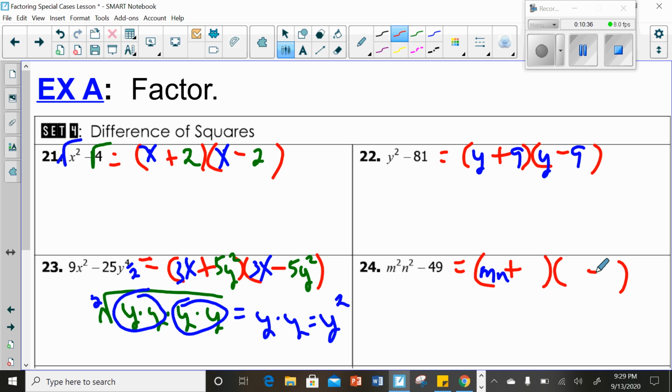I'll move that one over. So I have my m and n. And the square root of 49 is 7. And 7. And that's it. Let's look at the next slide.